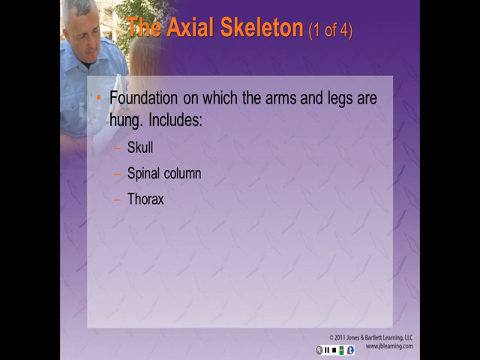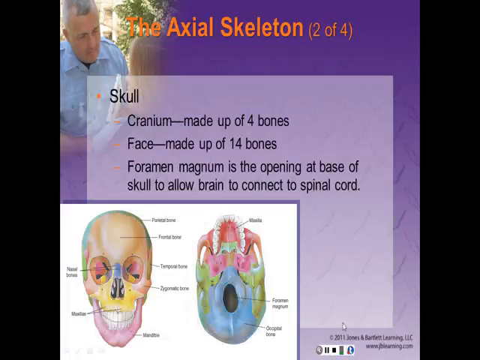The skeletal system is divided into two portions, and first we'll talk about the axial skeleton, which is the foundation on which the arms and legs are hung. It consists of the skull, the spinal column, and the thorax. The skull consists of the cranium, which is the vault, or the protection for the brain. The foramen magnum is the opening at the base of the skull to allow the brain to connect to the spinal cord. It's right here.